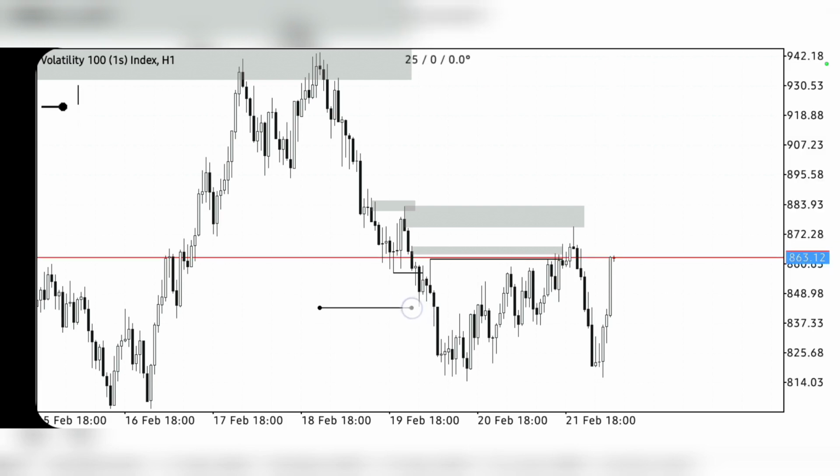There was a break of structure to the downside over here. This is a break of structure for me to the downside. So I am expecting the market to continue the movement to the downside.